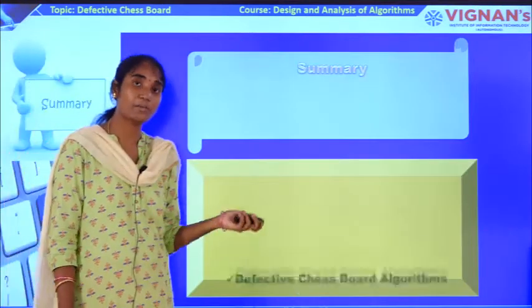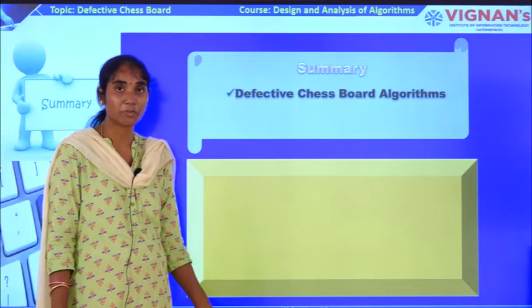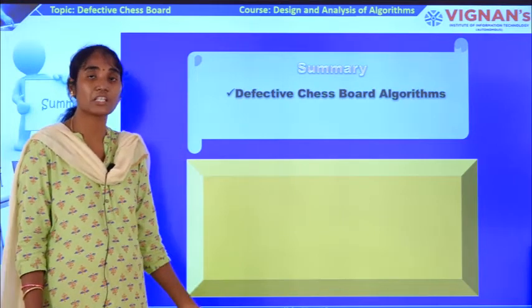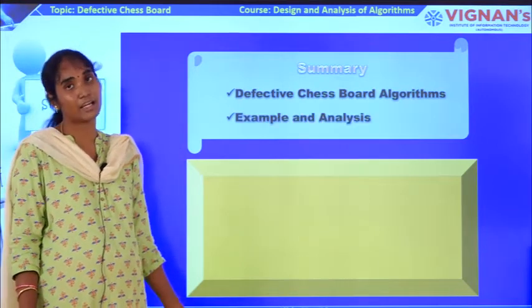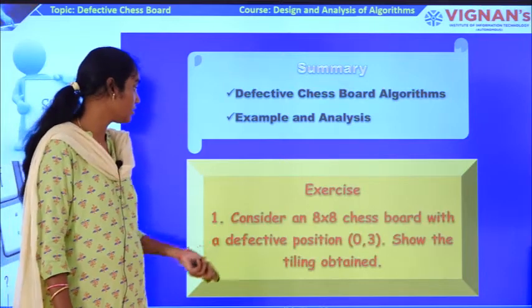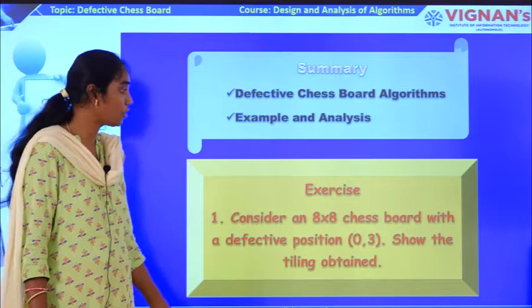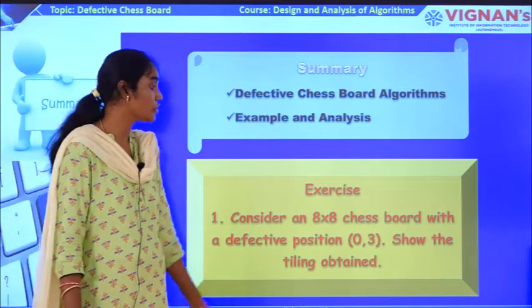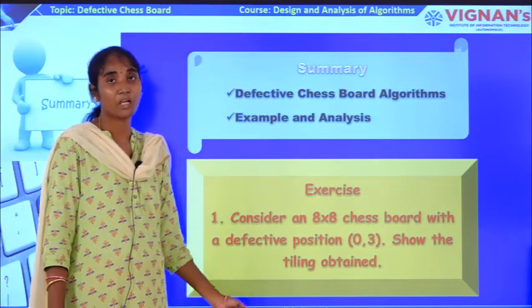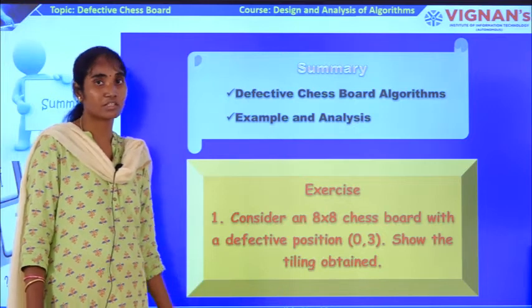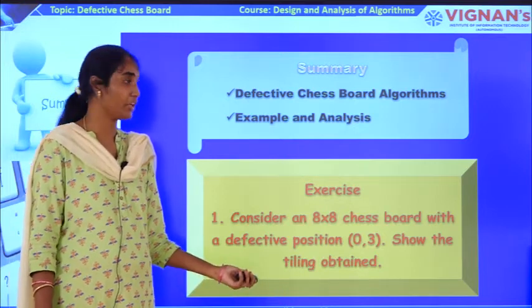So coming to the summary, today we have seen what is the problem statement of the defective chessboard, and also we have seen the algorithm, and also we have seen the analysis part. Now this is a small exercise. Consider an 8x8 chessboard with a defective position 0, 3 and show the tiling obtained by using different colors. You can use sketches or whatever you are comfortable with.